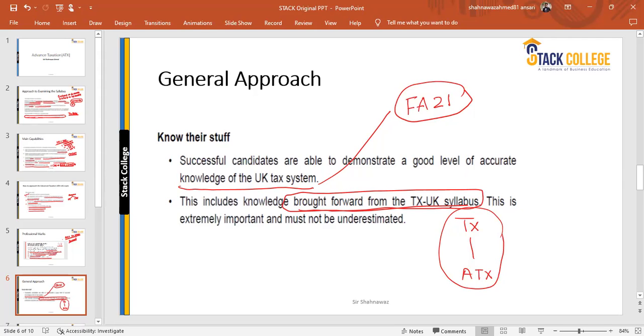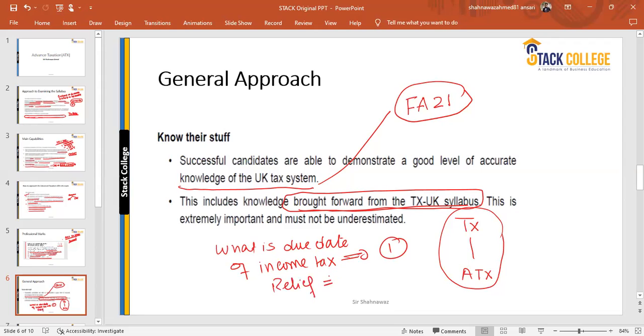For example, the examiner might ask what the due date of income tax is, and you can easily score 1 mark by just mentioning the due date of income tax. Similarly, the examiner might ask about the relief available for an individual, that is, how much personal allowance that particular individual can claim.